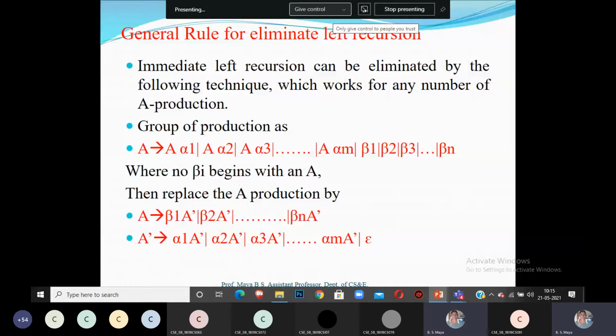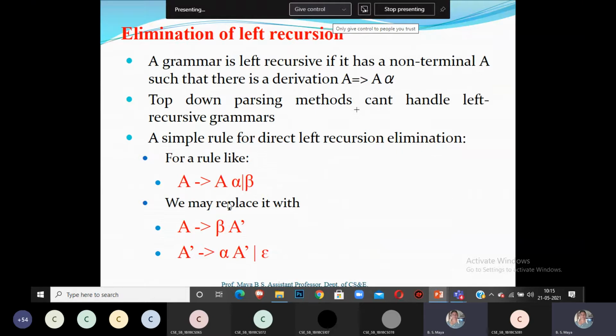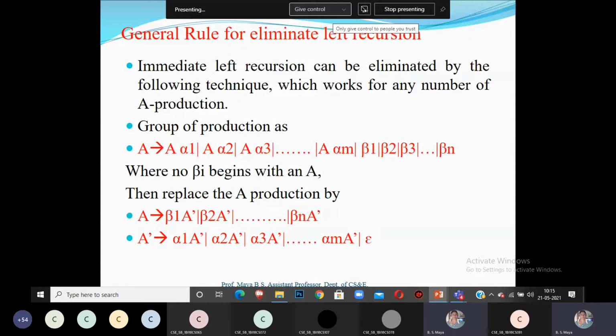So let me go on. If you have more than one alternative, I'll have you copy this also. General rule for eliminating left recursion. If there is more than one alternative, previously I had only one: A derives A alpha or beta. But in some problems you have more than one alternative: A alpha 1, A alpha 2, A alpha 3, and so on up to A alpha m.